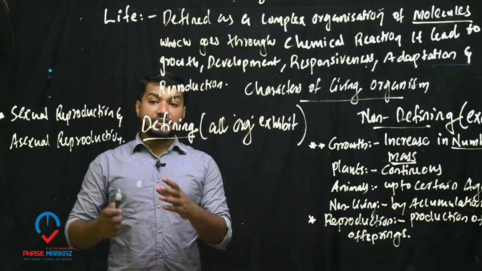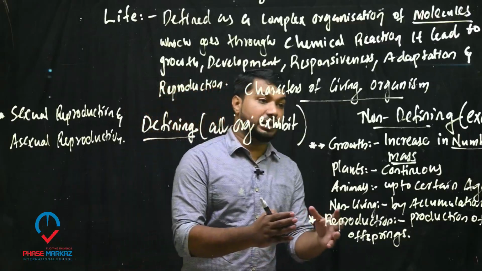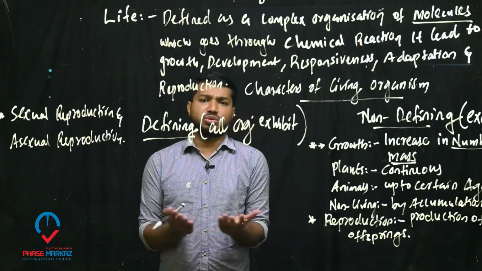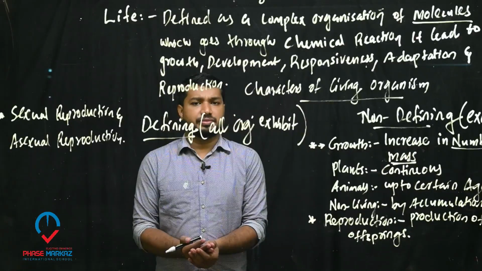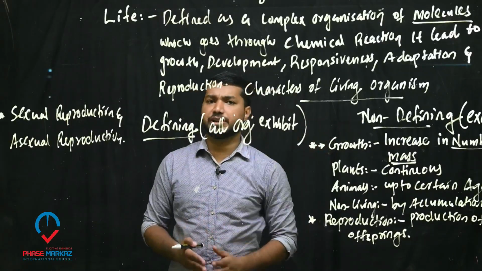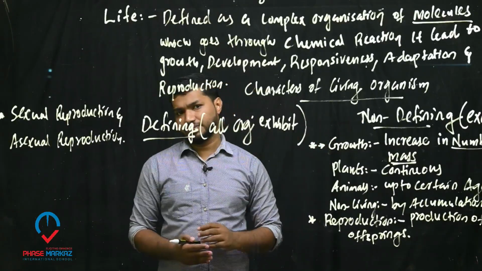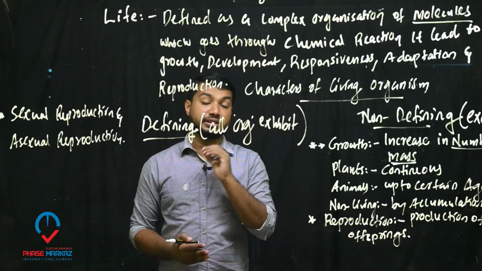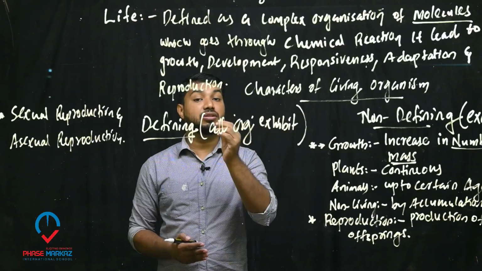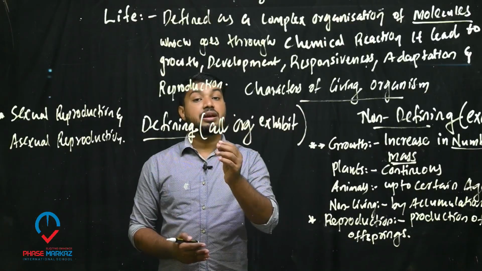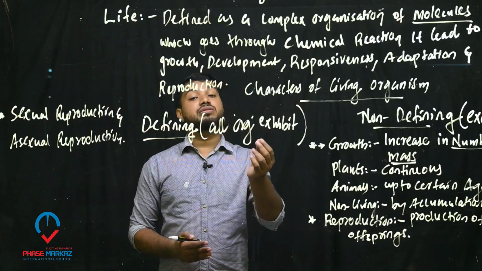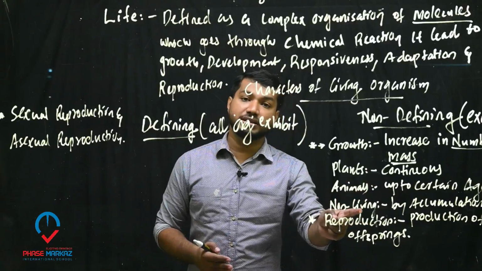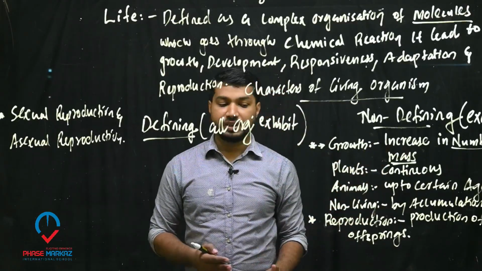Next one, why did we include reproduction under the non-defining property? Some of you may ask, sir, reproduction is only for living organisms, then why did you include reproduction in the non-defining property? The answer is very simple. We already explained the definition of non-defining. The thing is that some living organisms may not show it, and some non-living things also show the same property. So growth, non-living things also show the property.